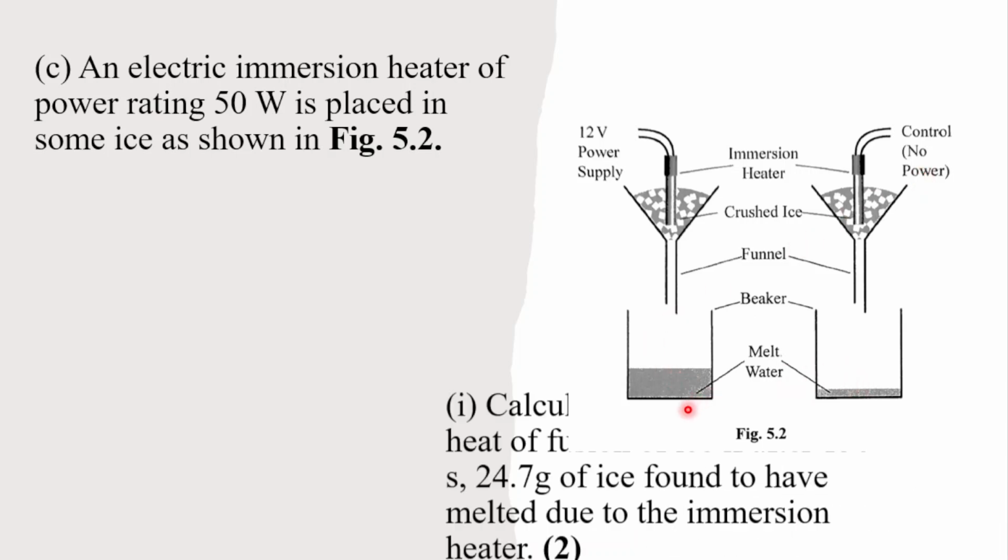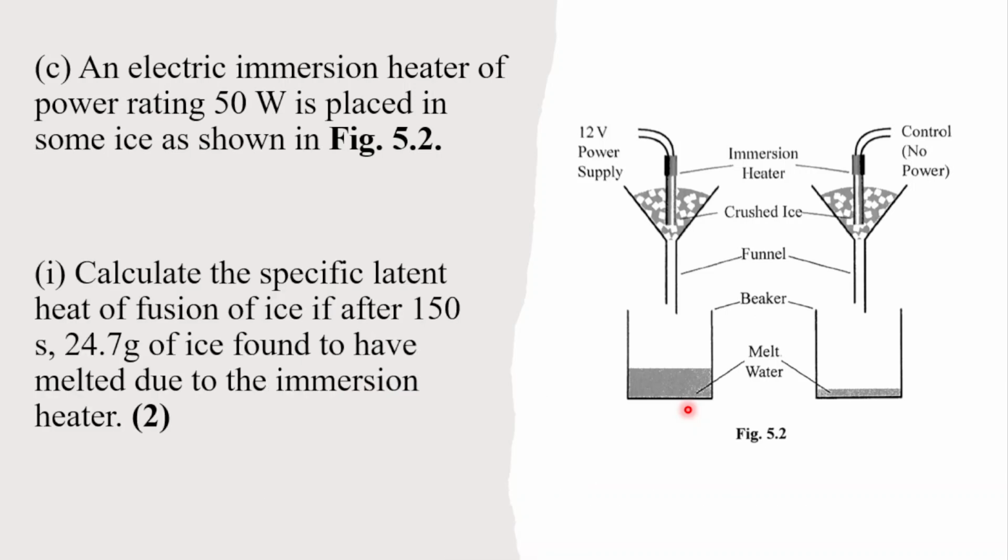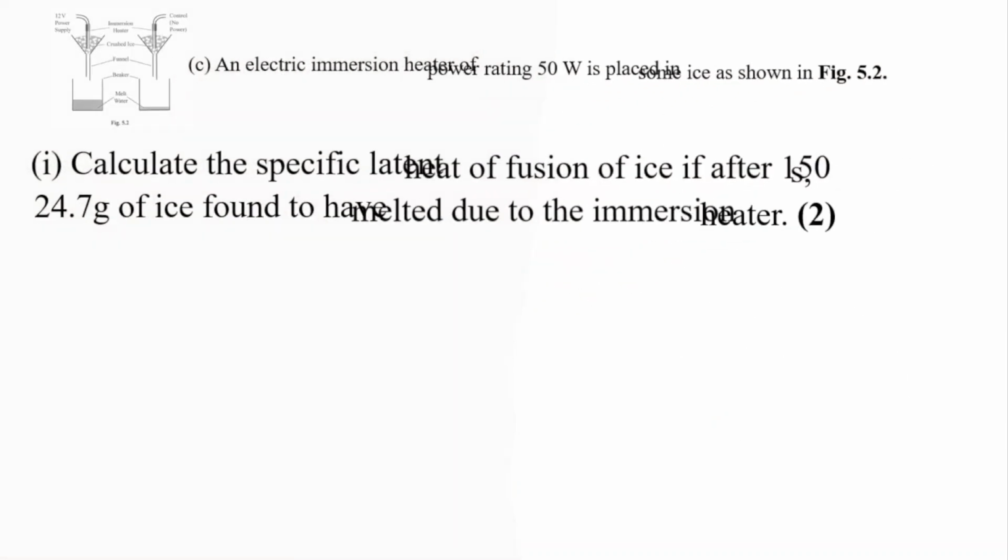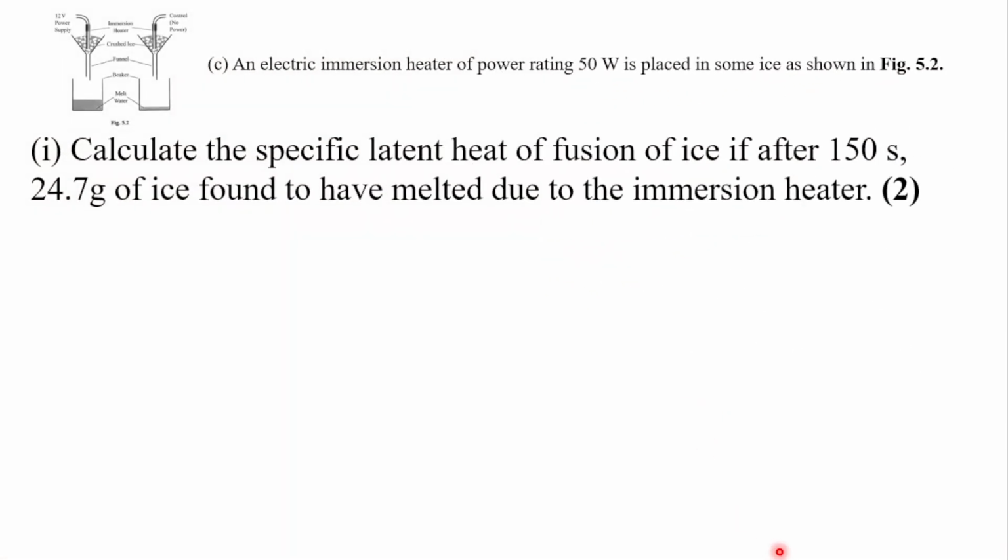So let's look at what they're actually asking us here. For part one, it says: calculate the specific latent heat of fusion of ice. After 150 seconds, 24.7 grams of ice was found to have melted due to the immersion heater, and it's for 2 marks. When you hear latent heat of fusion, know that you're talking about solid to liquid or liquid to solid. If we talk about heat of vaporization, you're talking about liquid to gas or gas to liquid. Just to mention that. Let's make sure we have space to calculate right here.